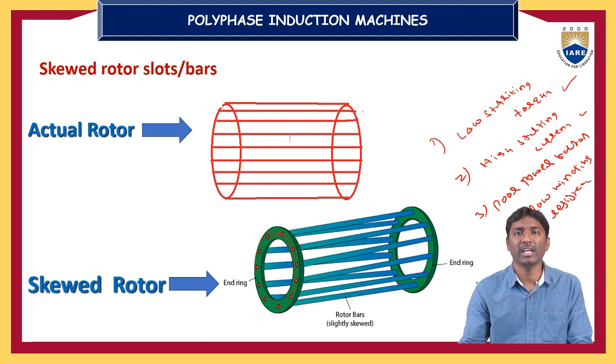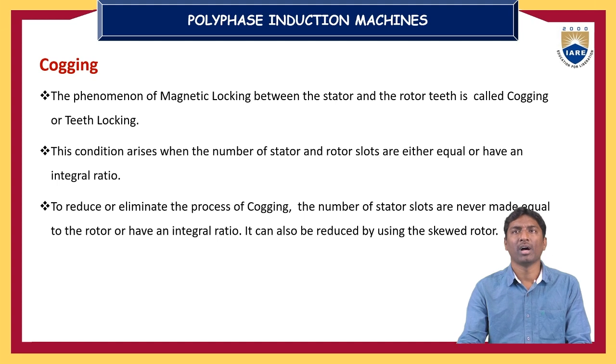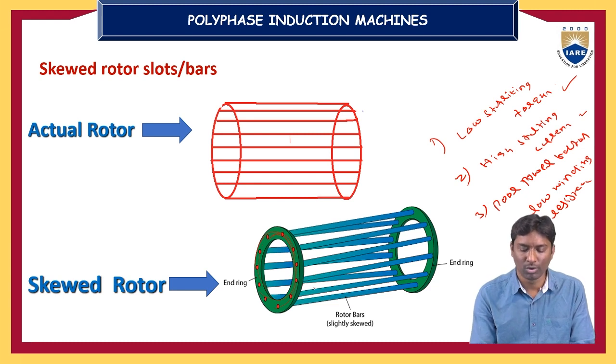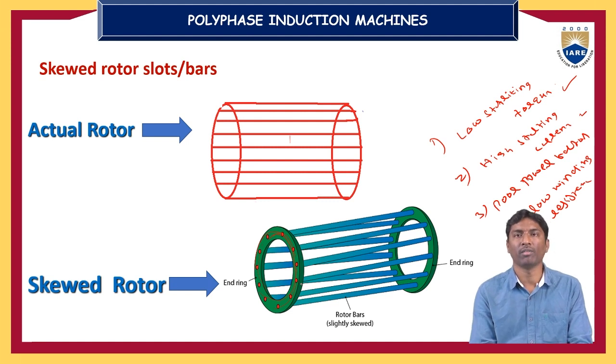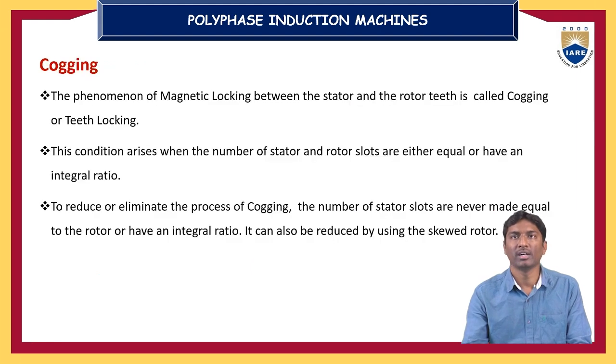Depending on these, I am getting some phenomena, that is the cogging phenomena and the crawling phenomena. So what is the cogging phenomena? Cogging is nothing but the phenomena of magnetic locking between the stator and rotor teeth, called cogging or teeth locking. If you are not using the skewed rotor, then some locking phenomena will appear between the stator and rotor.